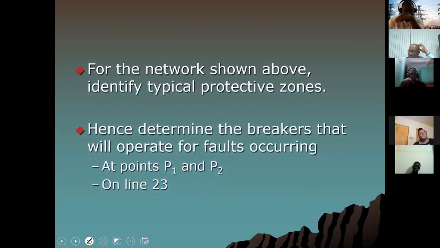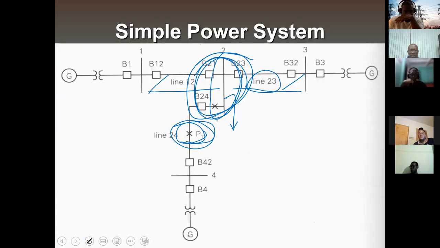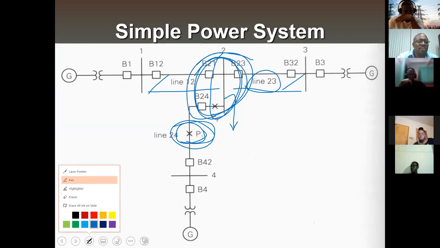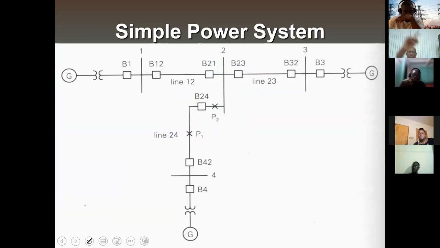So we have just identified the zones, and in terms of the faults that we identified, we identified the zones for the buses. We know where they would overlap, right? Of course, in your own time, it would be nice if you redrew it and did it neatly, yes? But for now, we mark it up and confuse it.